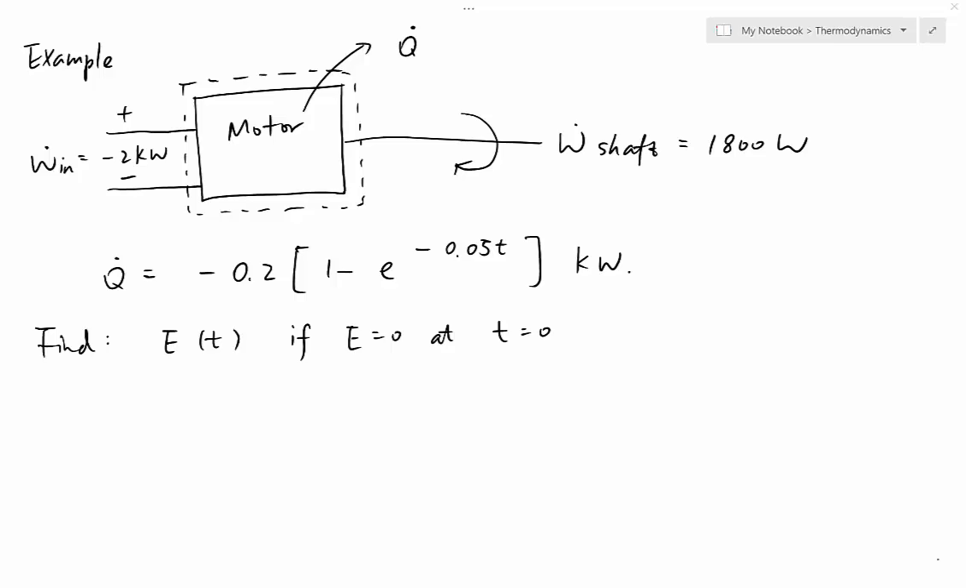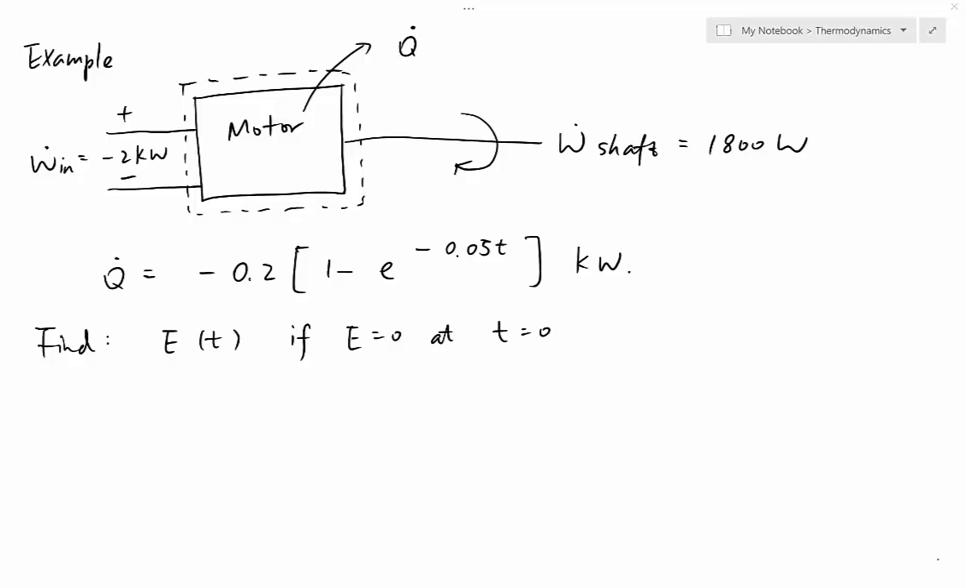Welcome back. This is the last example for this week. So here you can see we have a motor. What does a motor do? What a motor does is you provide electricity into this motor, and then this motor will convert this electricity into mechanical rotation. This is what you see.